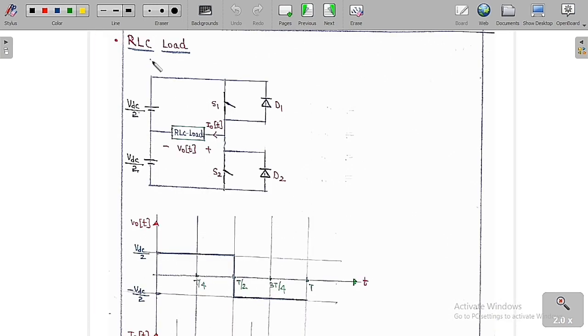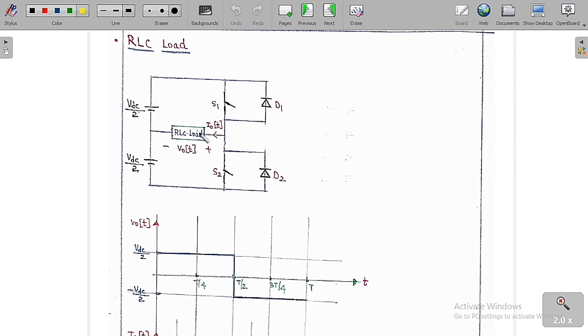So now we are going to study about the RLC load. So this is the RLC load. In the previous we have learned about the RL load. So now we are going to study the RLC load. So you can see clearly this is called the single phase half bridge voltage source inverter.